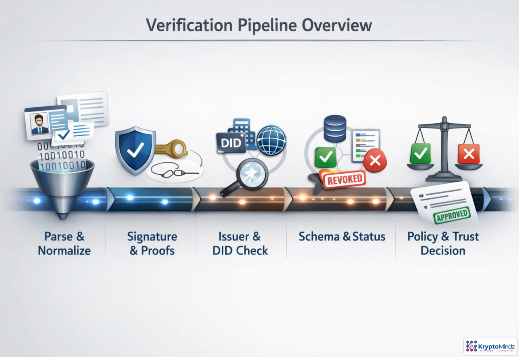Verification works best as a sequence of gates, not one big yes or no check. The verifier first parses and normalizes the presentation so the data is consistent. It then validates the presentation proof and each credential proof. Next, it resolves the issuer's DID and checks the verification method. Only after those layers pass do schema rules, revocation status, issuer trust, and application policy come into play. The final authorization decision depends on every gate passing.